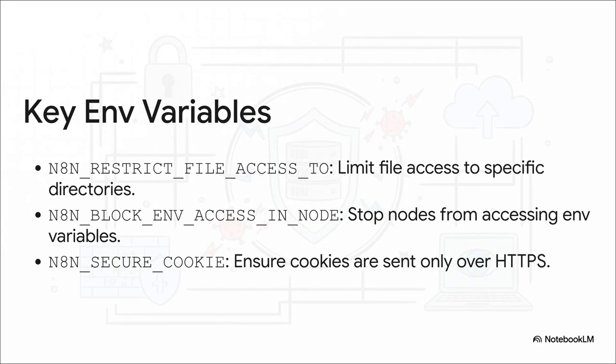Let's double-click on those environment variables because they're a huge deal. N8N_RESTRICT_FILE_ACCESS_TO basically puts your file system on lockdown, only allowing access to specific, safe folders. N8N_BLOCK_ENV_ACCESS_IN_NODE. This one's critical. It stops a workflow from snooping around and stealing your secret keys. And N8N_SECURE_COOKIE, a super simple toggle that adds a crucial layer of web security.